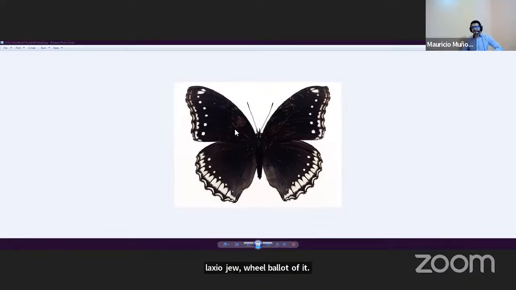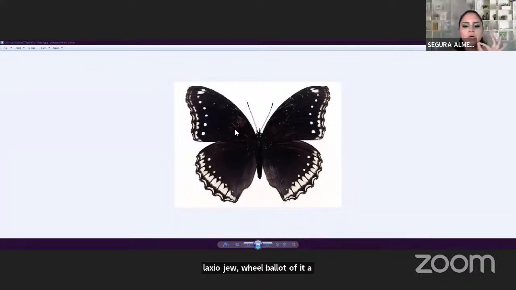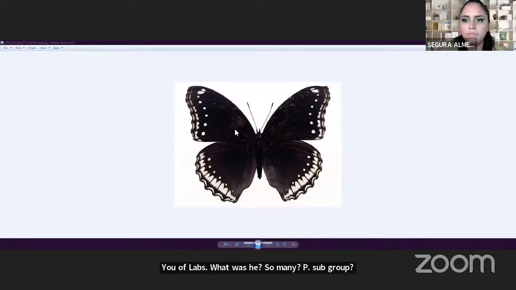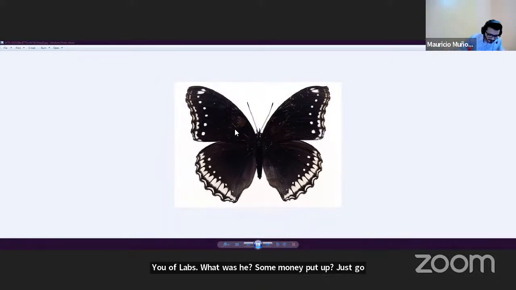If you see a black... ¿cómo se dice mariposa? Just go ahead, butterfly. No importa. Vamos, butterfly. ¿Qué más? Correcto. If you see a black butterfly, you will die. Ok, la estructura está bien.